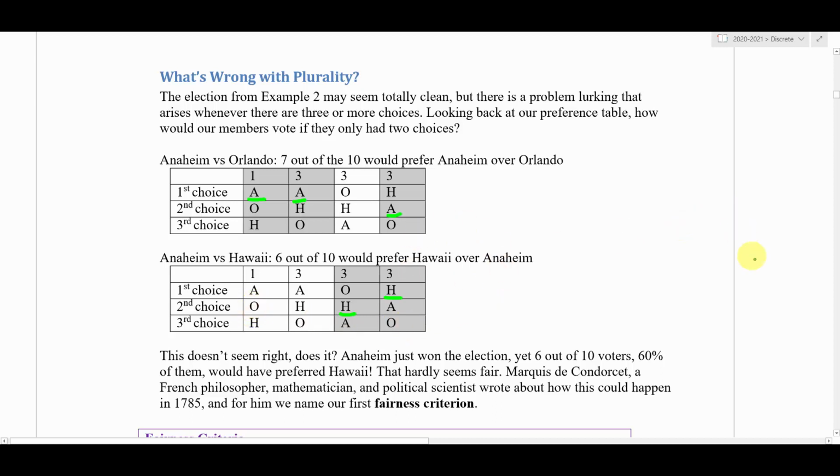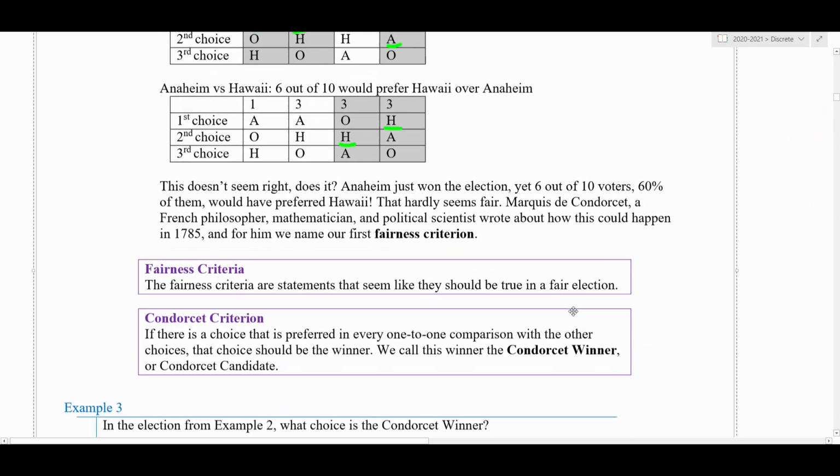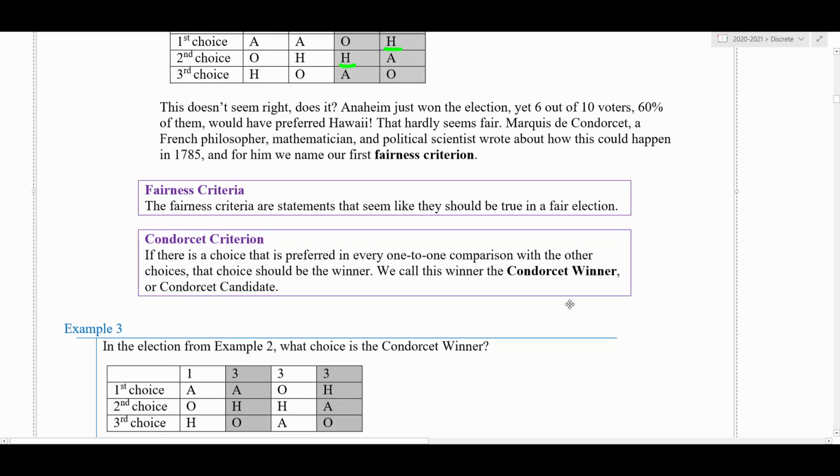Okay, so that leads us to what's called a fairness criterion. And let me scroll down here, and we'll talk about that real quick. So fairness criteria are statements that seem like they should be true in a fair election, right? So like what we just saw, more people preferred Hawaii over Anaheim, but somehow Anaheim won. Okay, so this first fairness criterion, there's going to be 4 of them throughout the chapter that we're going to talk about, is called the Condorcet, and that's how this weird word right here is pronounced. It's named after the mathematician who studied it back when it was discovered. I'm not going to go too deep into that, but that's who it's named after.